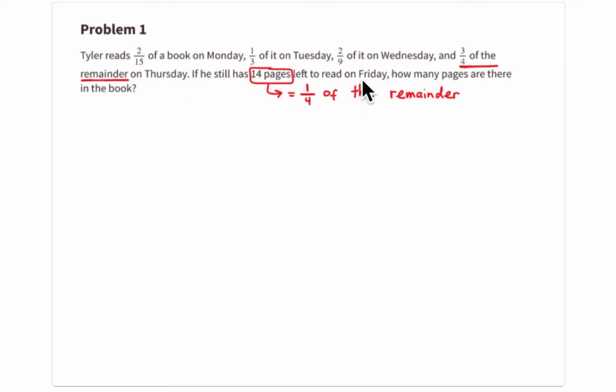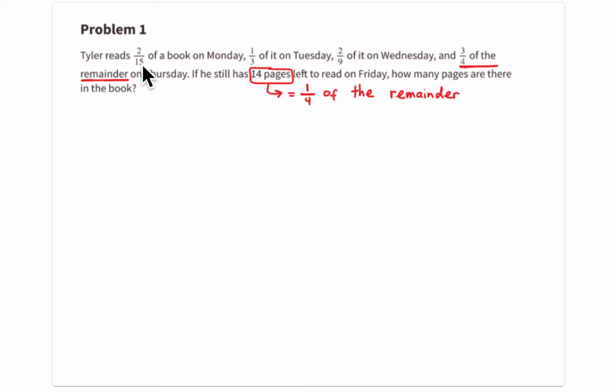So 3/4, let's just go back for a minute. So 3/4 of the remainder of the book he read on Thursday. So remember that those 14 pages that he has to read on Friday is 1/4 of the remainder of the book that he had to read on Thursday. So that's the key. Actually, we can tell what that remainder is right now because it's just 4 times 14. This 14 pages is 1/4 of the remainder. So that remainder is 56 pages, 4 times 14. But the issue is that 56 pages is what fraction of the whole book. So I'm jumping ahead just a tiny bit.